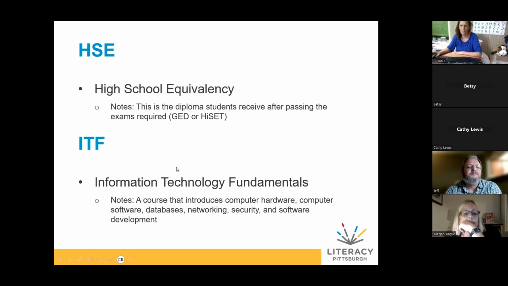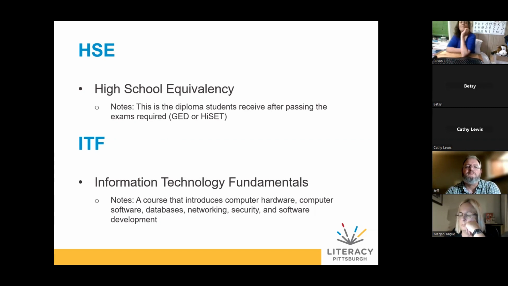So then for HSE, which is high school equivalency, that is the high school equivalency diploma that students receive after they pass all of the exams required to get to that point. So you've probably heard of GED before, and we'll go over what the GED is, but students are not actually earning their GED. That is not the diploma that they're earning. They're actually earning a high school equivalency diploma.